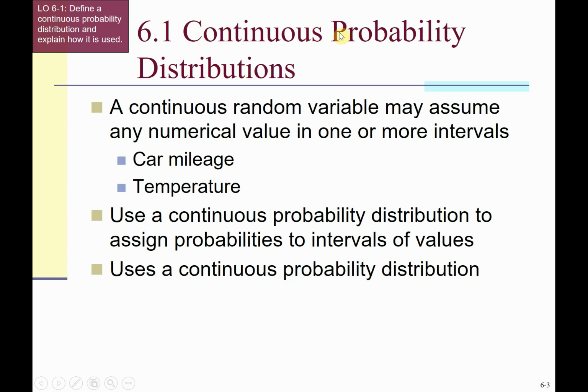So a continuous probability distribution means that we have a variable that can take on any value in an interval. So it's continuous, like car mileage can be decimals, temperature can be decimals. And because of that, when we calculate probabilities, we're actually calculating areas under a curve.